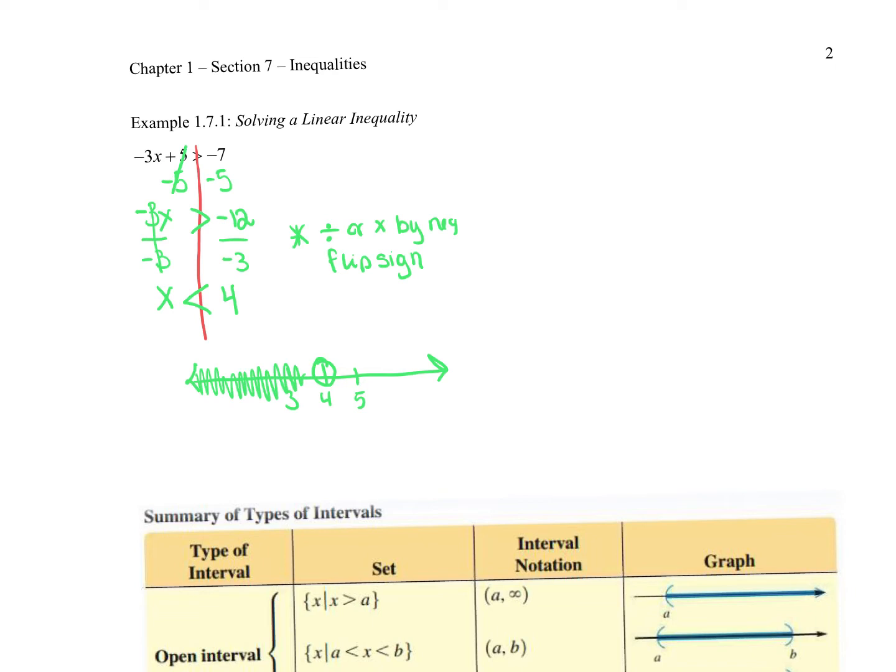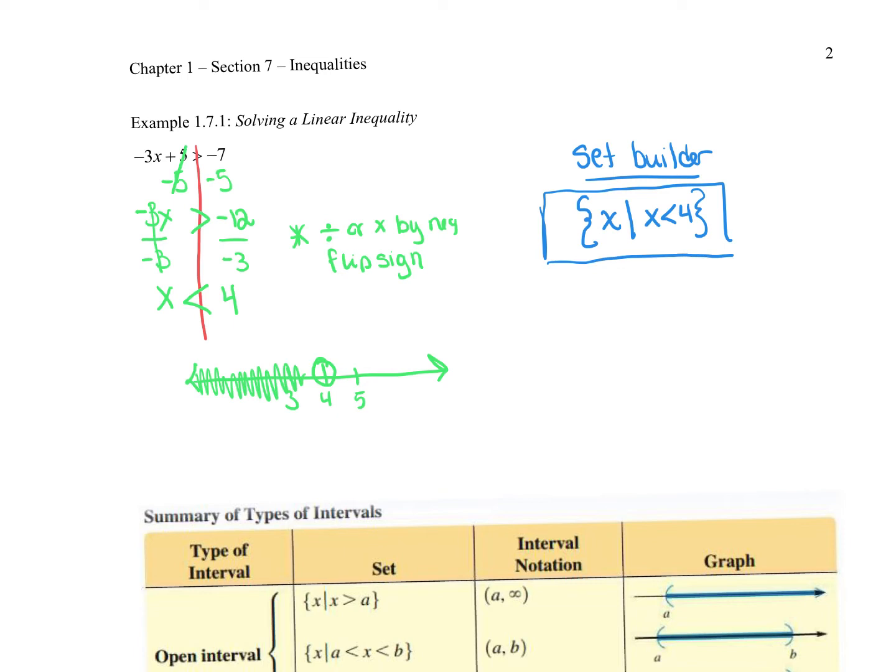To write the solution, we can write it in 2 different ways. The first way is called set builder notation, and that looks like this. You put a bracket, x such that x is less than 4, and you close the bracket off. There's one version of the answer. That set builder answer is the equivalent in interval notation.